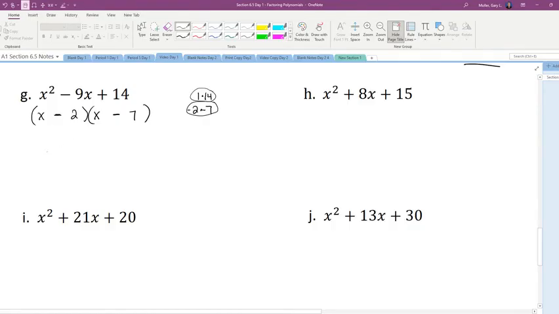Check the math. X squared minus 7x minus 2x plus 14. Those combine together to be negative 9. Everything works. We are factored.